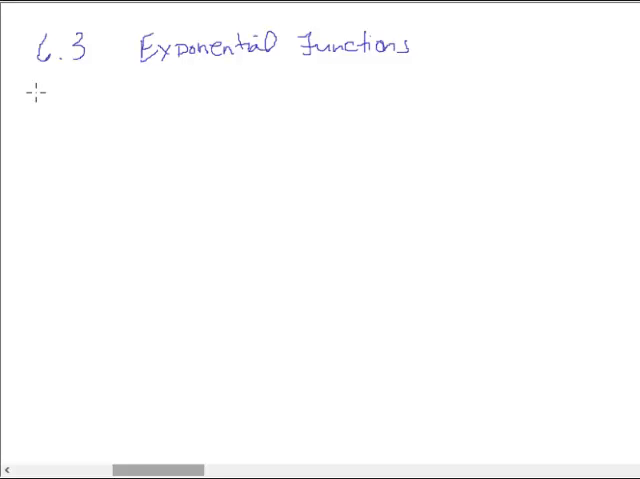Okay, so this is section 6.3 titled Exponential Functions, and I will follow the study guide, which begins on page 209. So we'll start with the definition.